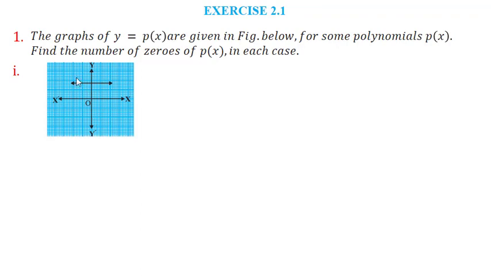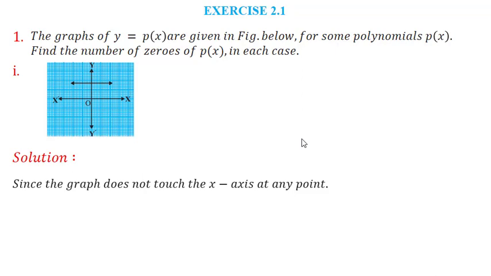Question 1: the graph of y equal to p(x) is given for some polynomial. Find the number of zeros of p(x) in each case. Now in this first case, we can see that the graph is parallel to the x-axis. It is not cutting the x-axis. So in this case we have no zeros. Since the graph does not touch the x-axis at any point, the number of zeros is 0.